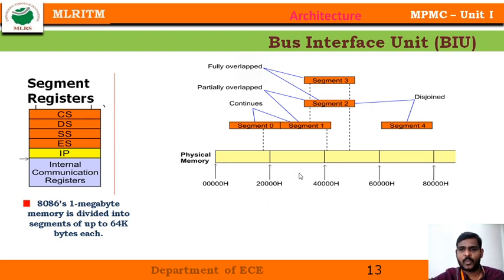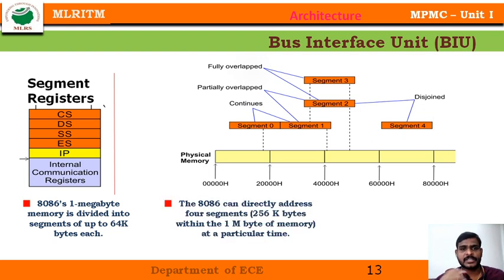So what is this? How will it be? Because the 8086 has 1 megabyte of memory, which is divided into parts or segments, each of which can be up to 64 kilobytes in size. So the 8086 can directly address these 4 segments, totaling 256 kilobytes.